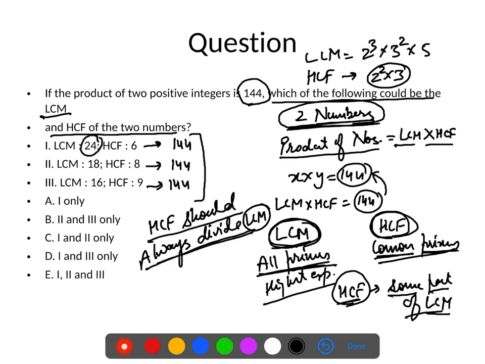So if we see 24, 6, does HCF divide LCM? Yes. So first is possible. Second, does 8 divide 18? No. Does 9 divide 16? No. So from just one logic, which is product of the numbers is equal to LCM into HCF, all of them satisfy it. But if we go by the nature of LCM and HCF, what actually they are, HCF should always divide LCM, so only one option satisfies it. So that's your answer A.